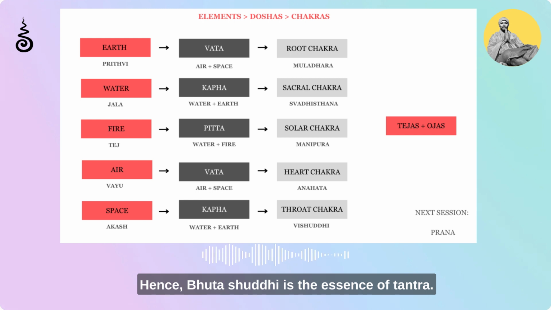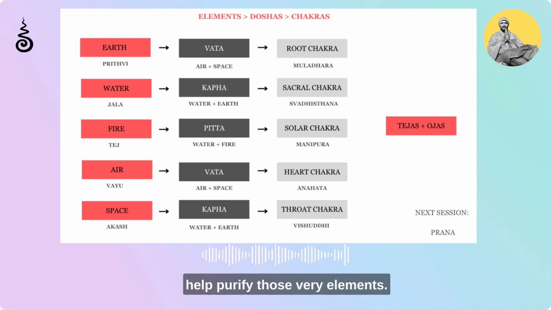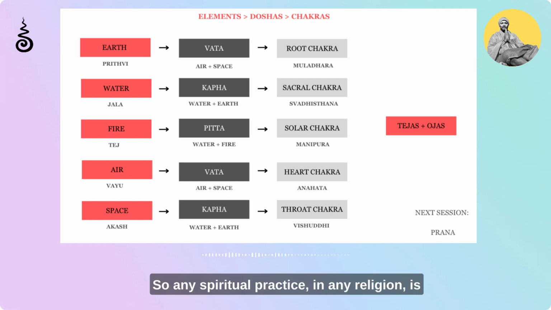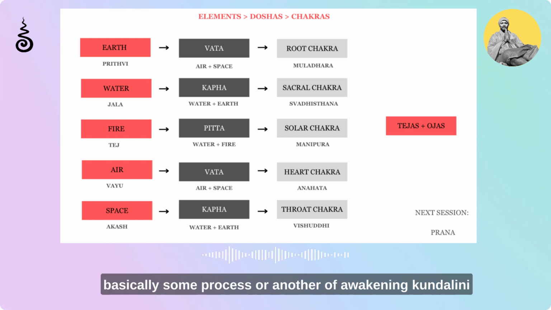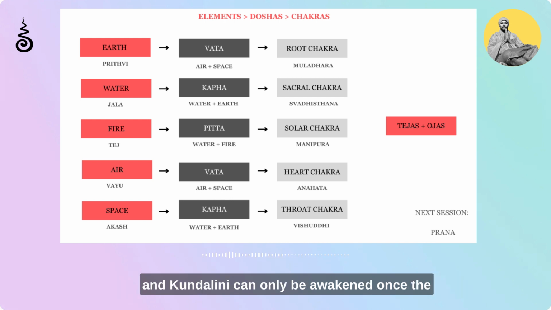Hence, Bhuta Shuddhi is the essence of Tantra. All ritual worship is really Bhuta Shuddhi, which is the purification of 5 elements. And it is impossible to worship Shakti, your creative energy, unless you use representatives of the 5 elements in some form or another to help purify those very elements. So, any spiritual practice in any religion is basically some process or another of awakening Kundalini. And Kundalini can only be awakened once the elements in your body have been purified.